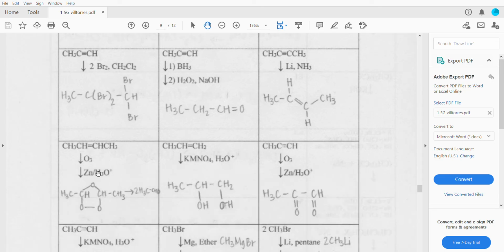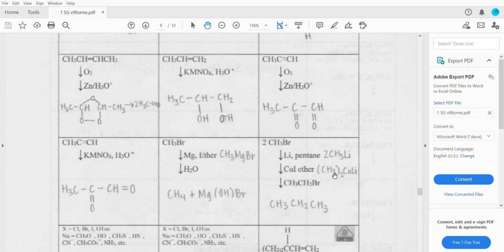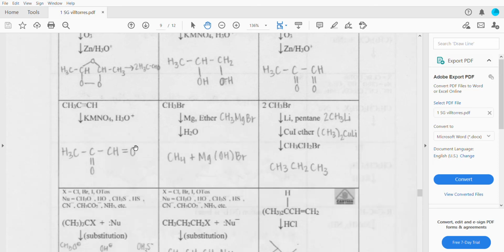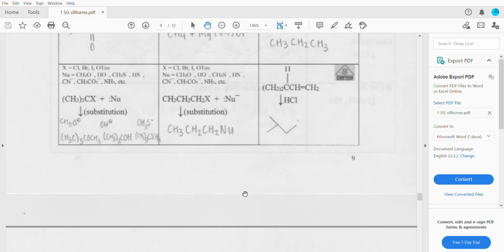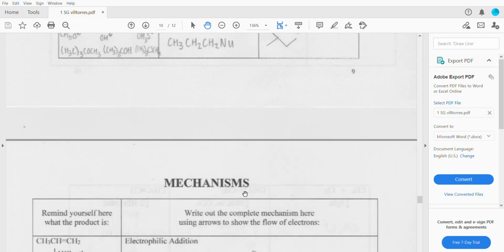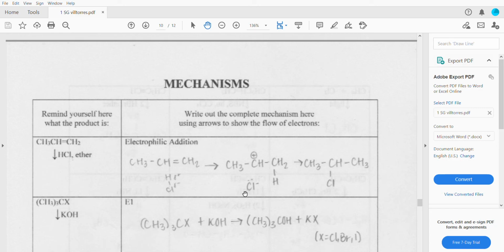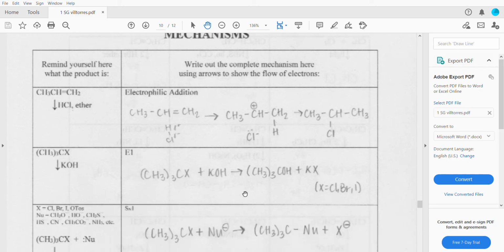This is oxidative cleavage, KMnO4, O3 and O3. So those are oxidative cleavage. This is oxidative cleavage. This is substitution reactions. So some of those things you need to memorize, typical reactions, and apply. These are mechanisms. Now electrophilic addition reactions.